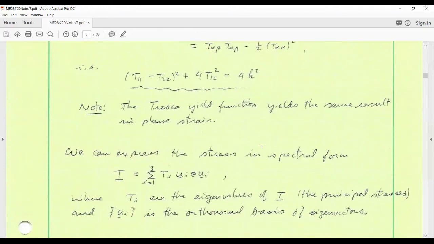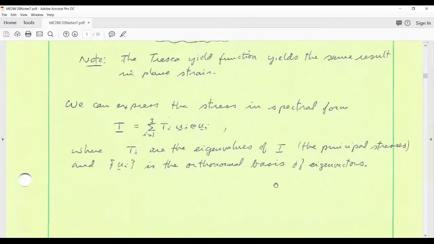Okay, well, it turns out to be useful to write the stress in terms of the principal stresses, that is the spectral form. So let's write the stress tensor in spectral form. That means we compute the eigenvalues, we'll call them T sub I, and the corresponding orthonormal eigenvectors, U sub I. And you all know how to get those principal stresses. So there's the eigenvalues, the principal stresses, and these eigenvectors are the principal axes of stress.